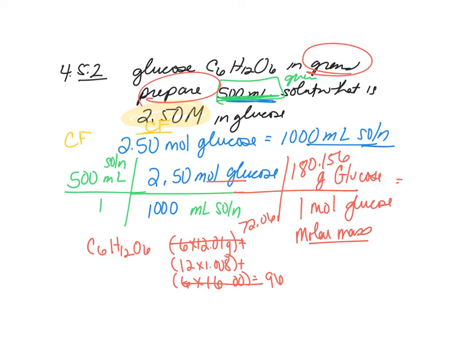180.156. And now I do 500 times 2.5 divided by 1,000 times 180.156, and my answer is 225.195 grams of glucose. I see they only need 3 significant figures, so I'm going to do 225 grams. I'm going to look to see if that's an option, and I see that that's option A. I'm not checking these, so you can check them in the back of the book to make sure that the math is correct.